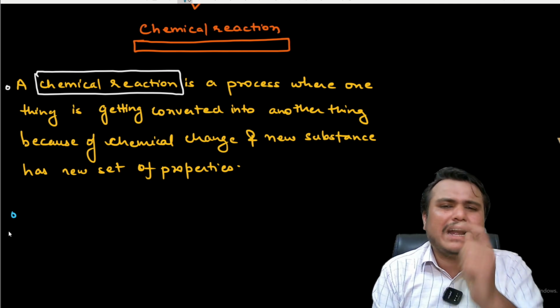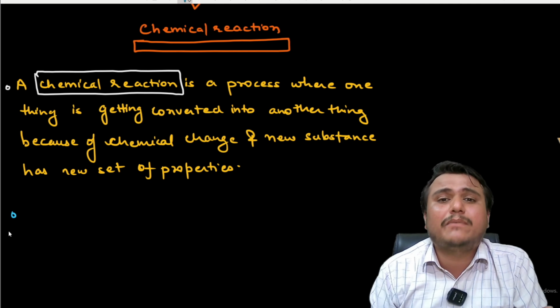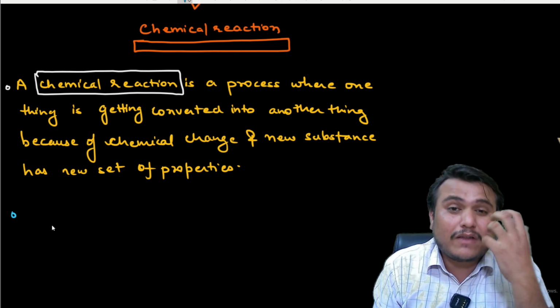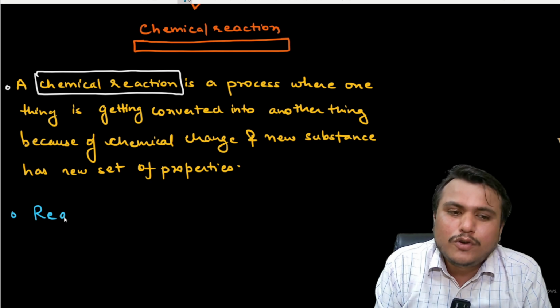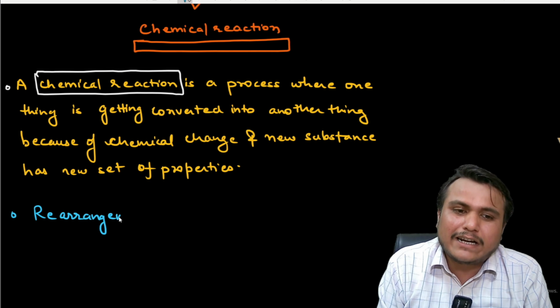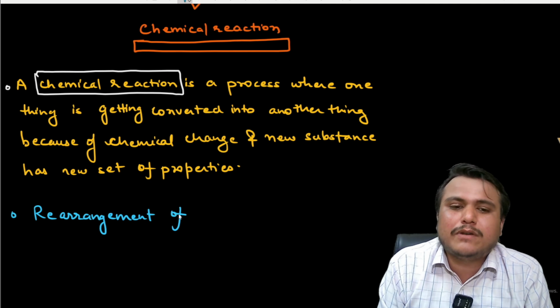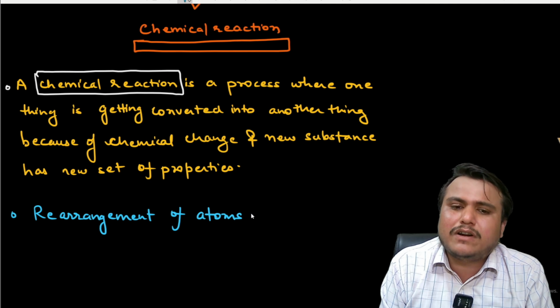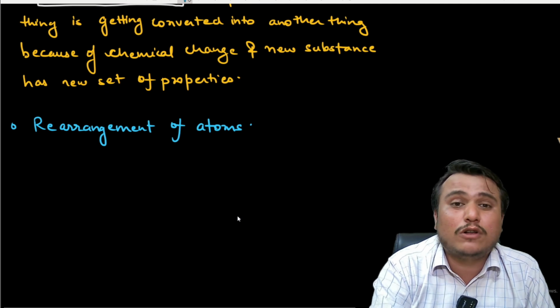But if you want to address someone with one word, okay, someone asks you what is a chemical reaction, you have to answer back. So the one word explanation of chemical reaction, you can say, is a rearrangement of atoms. Whenever a rearrangement of atoms is occurring, a chemical reaction is also occurring.